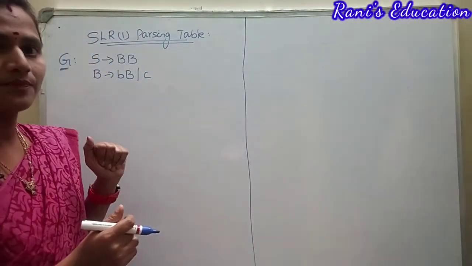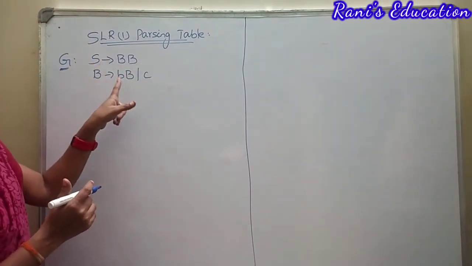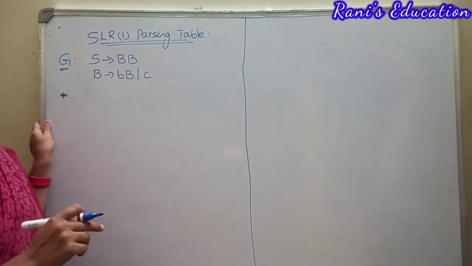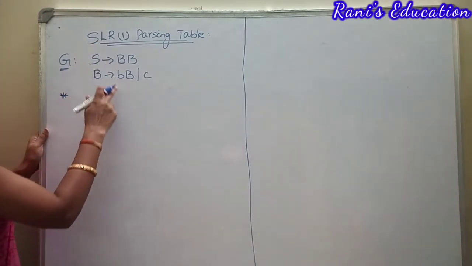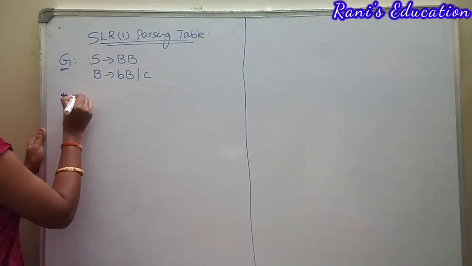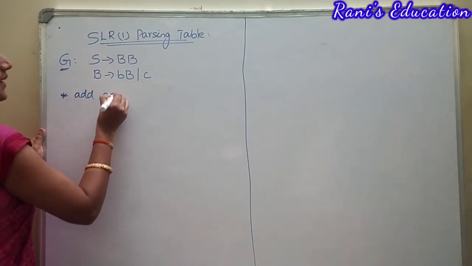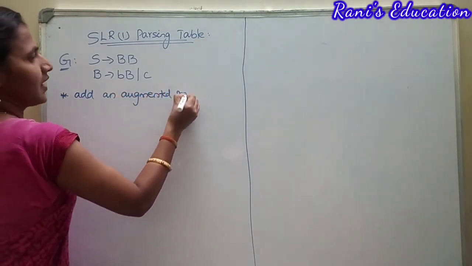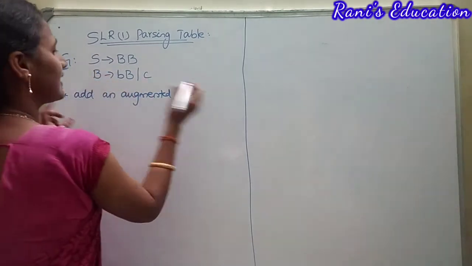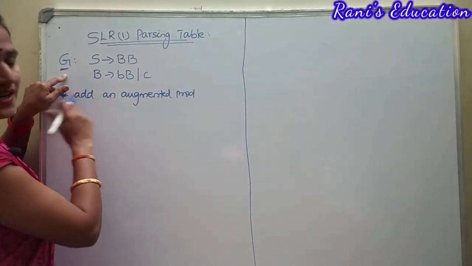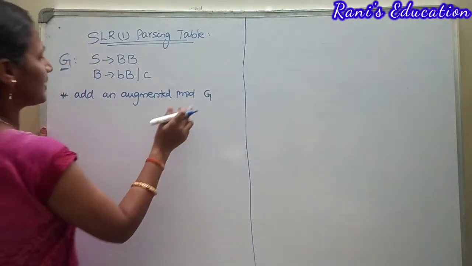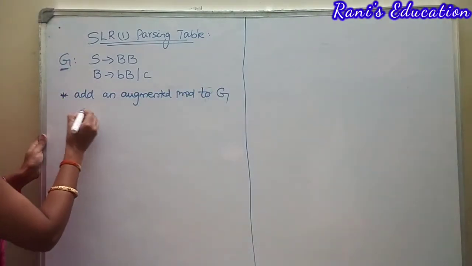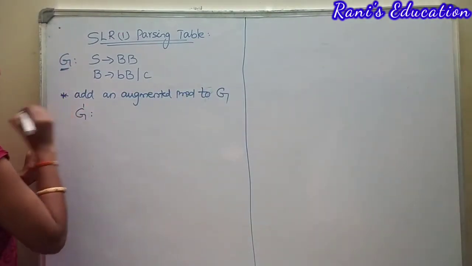Let's consider the grammar: S → BB, B → bB | c. For this, I am going to construct the SLR(1) parsing table. In the first step, we need to add an augmented production to the given grammar G. Now the grammar becomes G'.